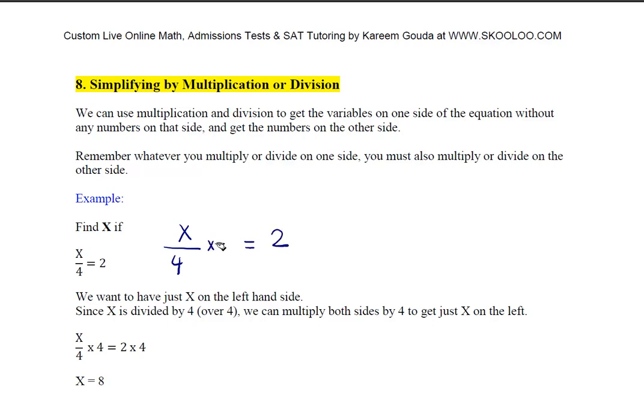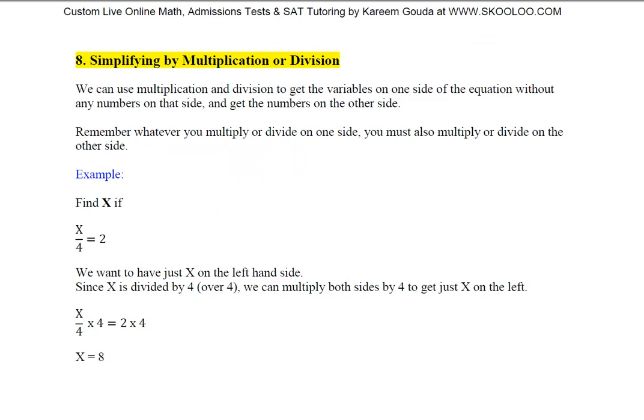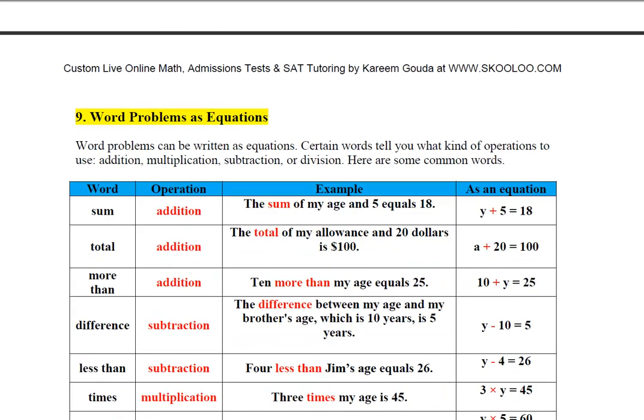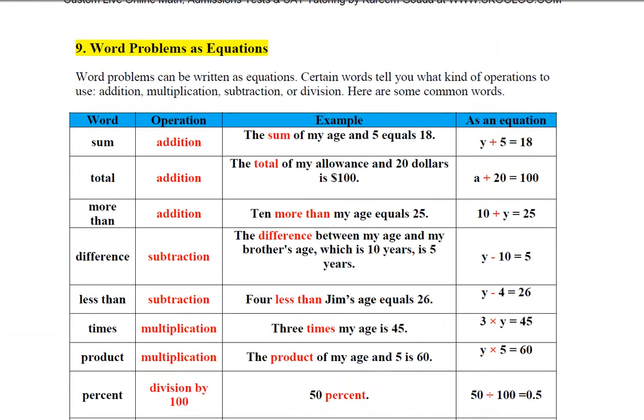We multiply by 4. But since I multiplied by 4 here, then I need to multiply by 4 here as well, because that doesn't change anything. Here the 4s are going to cancel out, giving you just x on the left, and 2 times 4 is going to give you 8. So we know that x equals 8. Okay, it's very simple. Of course, if you've been doing algebra, this should be extremely simple. Just a very quick revision.